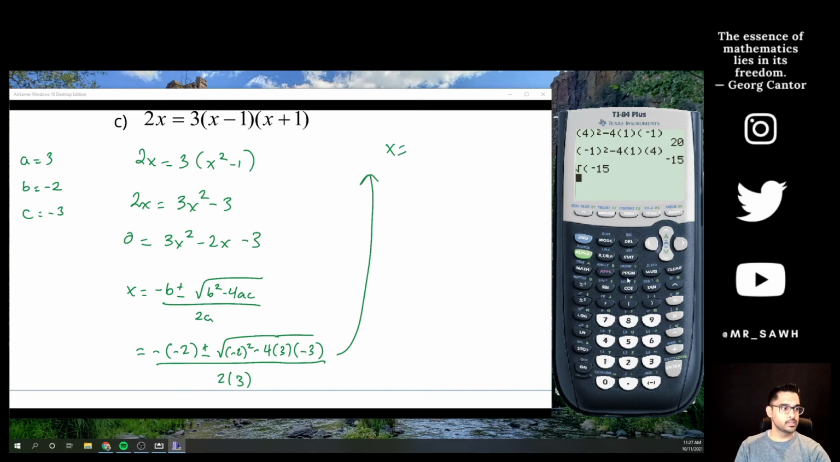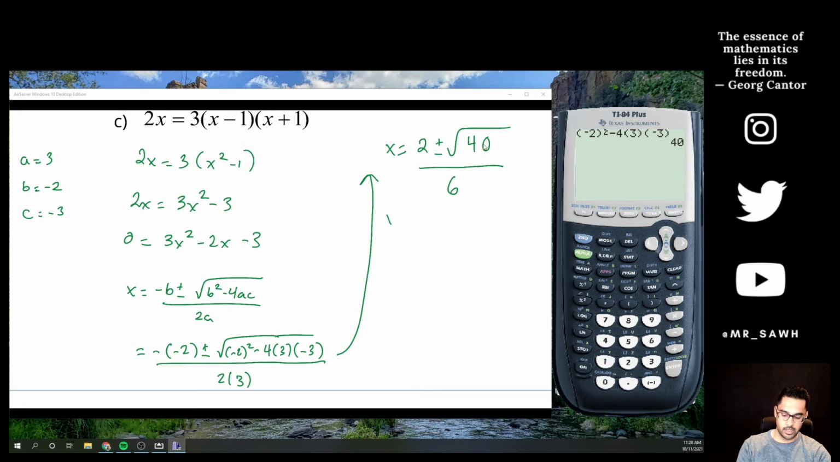So x equals negative 2 is positive 2, plus or minus the square root. I need a radicand now, so negative 2 gets squared, minus 4, multiplied with 3, that gets multiplied with negative 3, and I end up with 40 as a radicand. So I know I'm going to have some answers here. Whole thing gets divided by 6, so we'll do the same process we did before.